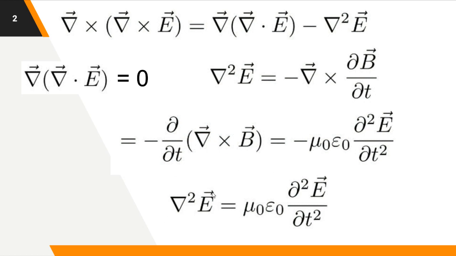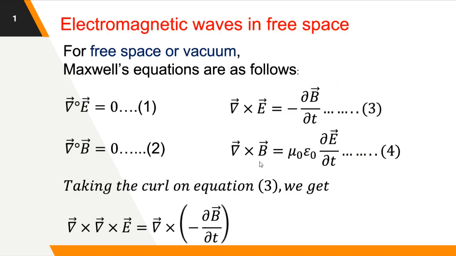So this side minus is there, this side also minus, that cancels. This is an equation: del square E is equal to mu naught epsilon dou square E by dou t square. So this is one of the equations to be derived. Similarly, you do it. Now you start from this.